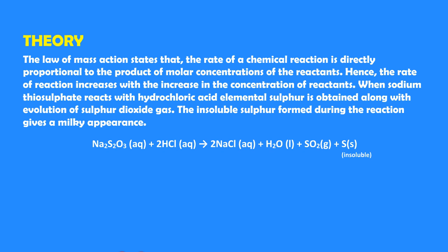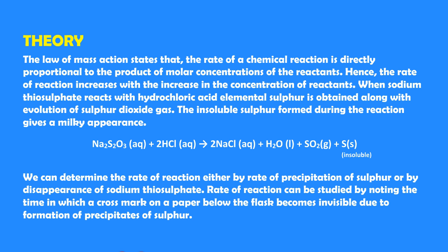When sodium thiosulfate reacts with hydrochloric acid, elemental sulfur is obtained along with evolution of sulfur dioxide gas. The insoluble sulfur formed during the reaction gives a milky appearance. We can determine the rate of reaction either by rate of precipitation of sulfur or by disappearance of sodium thiosulfate.